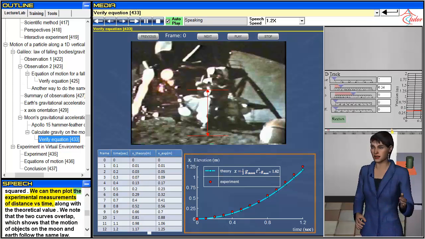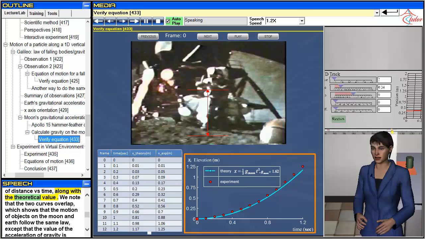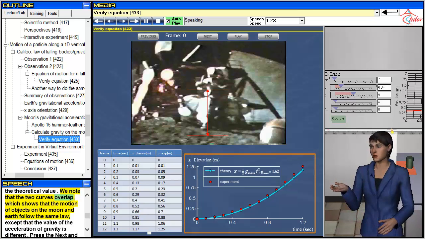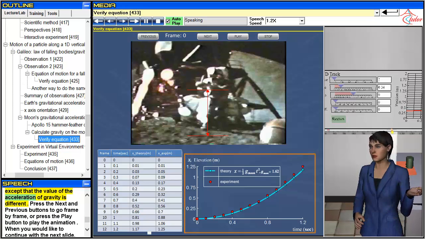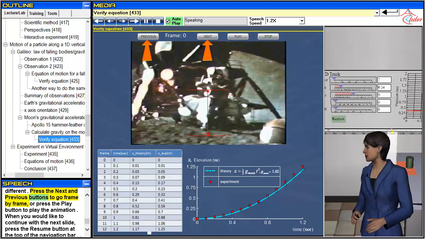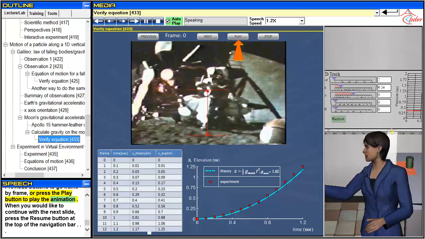We can then plot the experimental measurements of distance versus time, along with the theoretical value. We note that the two curves overlap, which shows that the motion of objects on the Moon and Earth follow the same law, except that the value of the acceleration of gravity is different. Press the next and previous buttons to go frame by frame, or press the play button to play the animation. When you would like to continue with the next slide, press the Resume button at the top of the navigation bar.